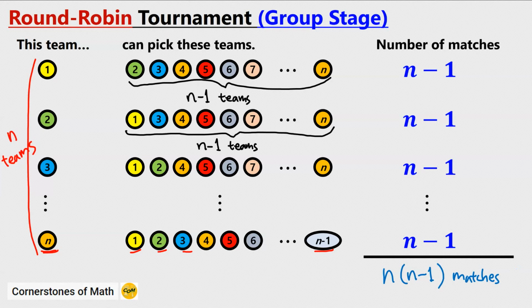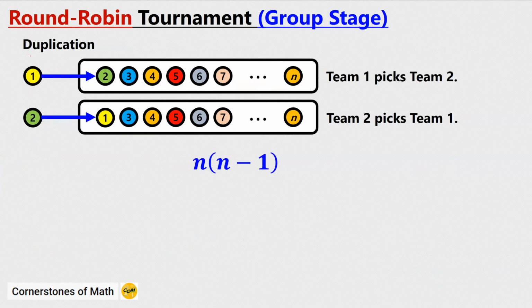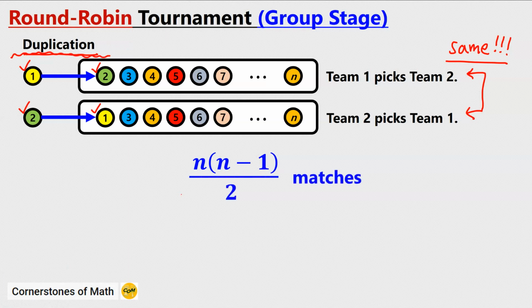But we are not done yet, because we have to take care of the cases of duplication. Here, team 1 picking team 2 and team 2 picking team 1 are essentially the same. Both refer to the single match between Team 1 and Team 2, so we have duplicate cases. Therefore, we have to divide the previously obtained number of matches by 2, so we have n times n-1 over 2 matches, which is exactly the same result we have previously obtained. Alright, so that was the group stage, the round-robin tournament. Now let us move on to the next stage.